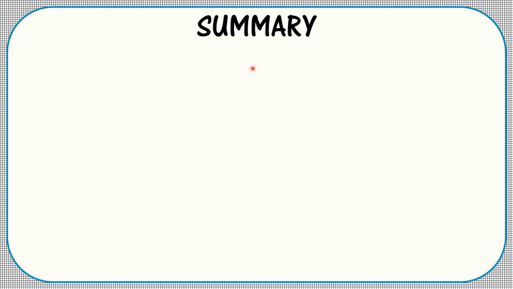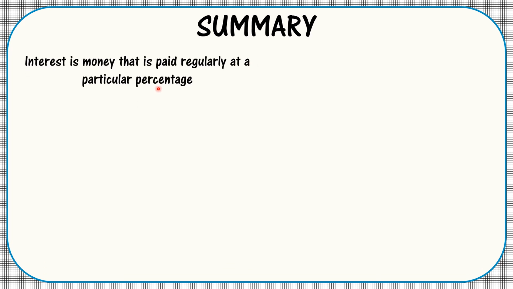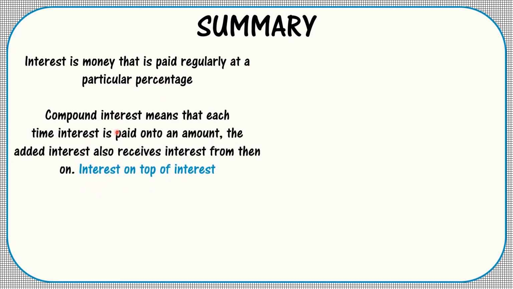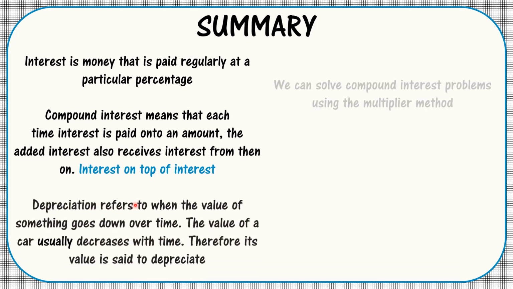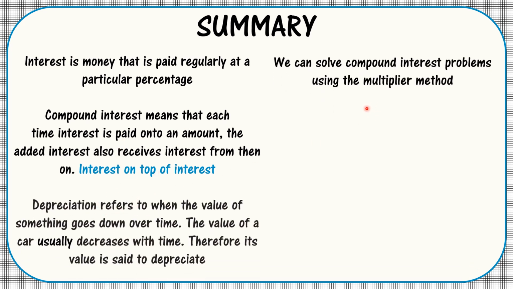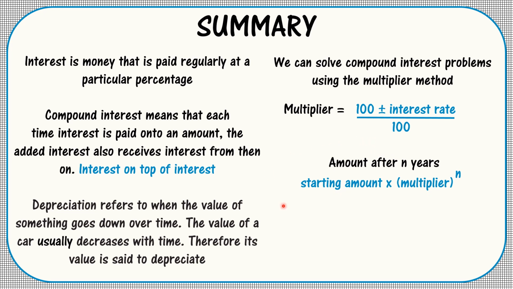Here is a summary of what we have gone through today. We have gone through what interest is. We have gone through what compound interest is. We have gone through what depreciation is. We have found out how to figure out the multiplier. And we have a method to work out the value after n years.